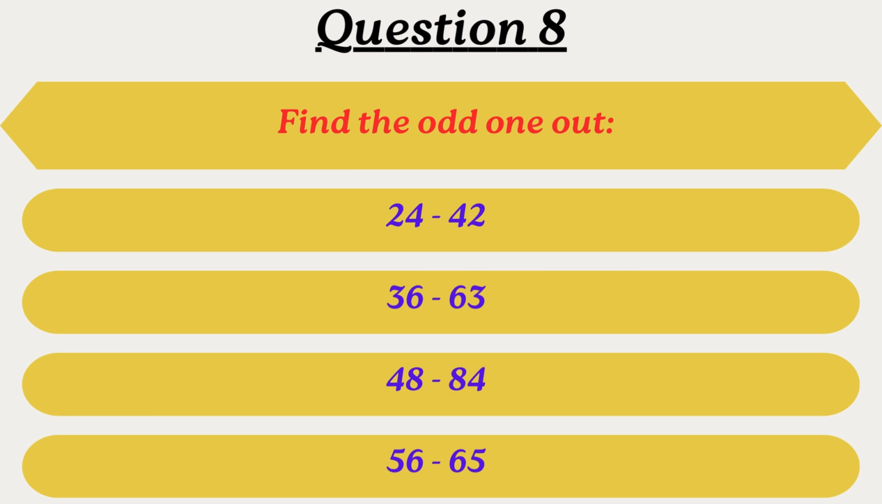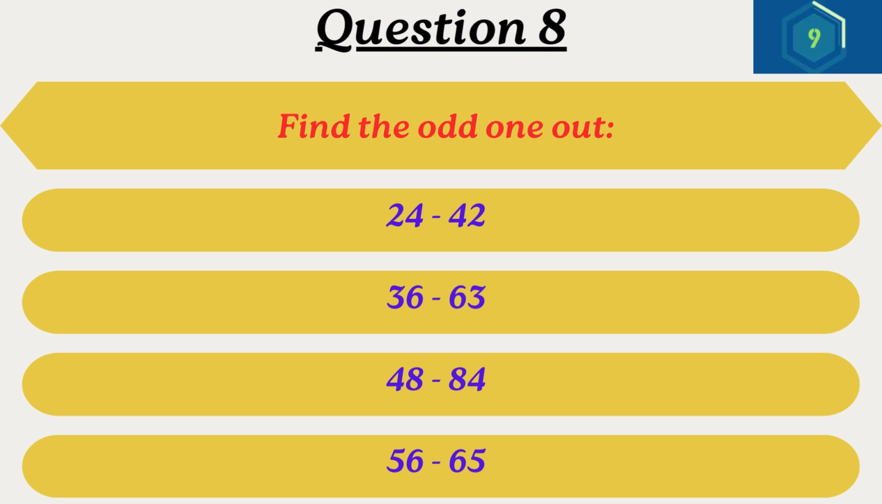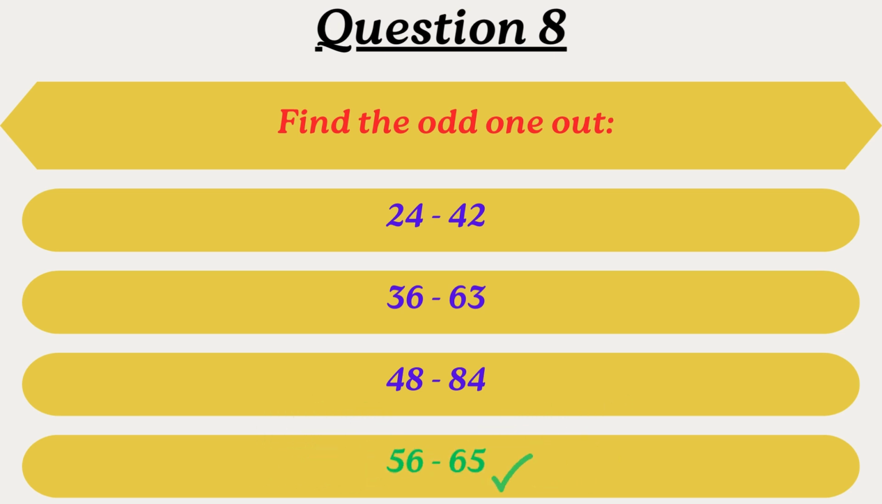Question number 8. Find the odd one out. Options are 24, 42, 36, 65, 48, 84, 56, 65. Please comment your answer now. The answer is option D, 56, 65.